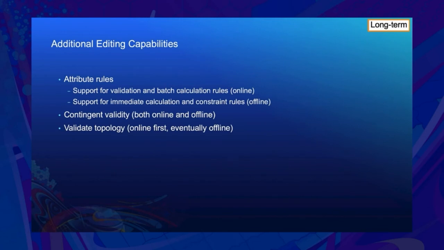Finally, we want to add additional editing capabilities over time. We want to support attribute rules, both the batch rules. You want to be able to execute those when you're online on the service, and when you're offline, we want to be able to handle the immediate rules that take place when you're editing features. Contingent validity is another good one. It's, again, not specific to utility networks, but many utility networks take advantage of this.